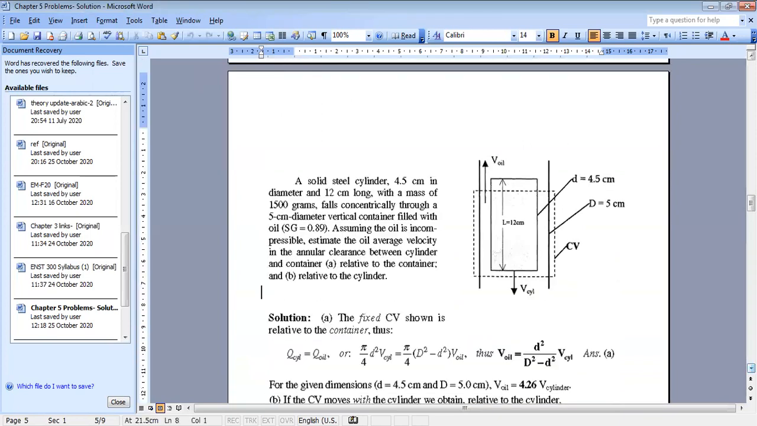Part A, you are measuring the velocity with respect to a fixed frame. Meaning if you are standing outside, your container is fixed. So if you are standing outside and you are measuring the velocity of oil, you will measure a certain absolute velocity. If you are standing on the cylinder, moving with the cylinder, then you will measure another velocity for oil. It will be a higher velocity because you are moving down and oil is moving up. While if you are fixed, we will just measure V oil. That's it. This is the only difference. The difference is your position when you measure the velocity. If you are moving and measuring a velocity, it is different than if you are fixed and measuring the velocity.